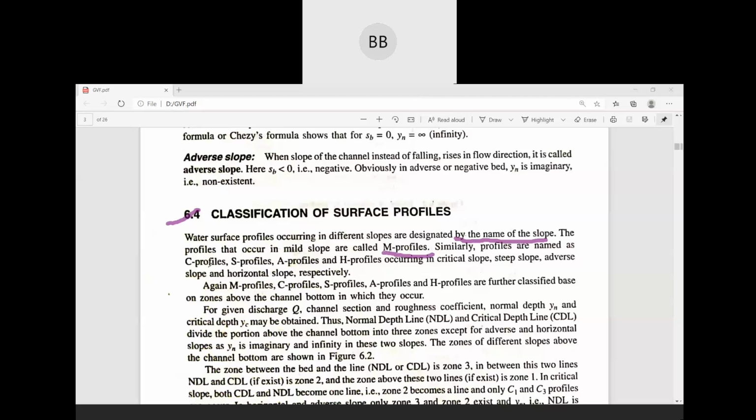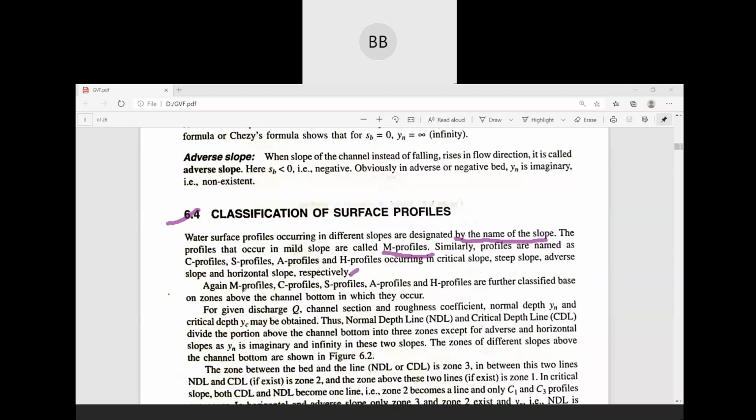Similarly, profiles are named as C profiles, S profiles, A profiles, H profiles. C is for critical. So the profiles occurring in critical slope are called C profiles. If it is in steep slope, then it is called S profiles. If it is in adverse, then it's called A profiles. And similarly for horizontal slope, it's called H profiles, respectively.